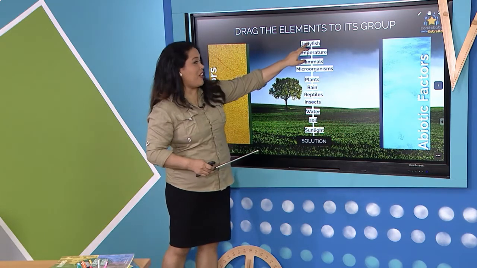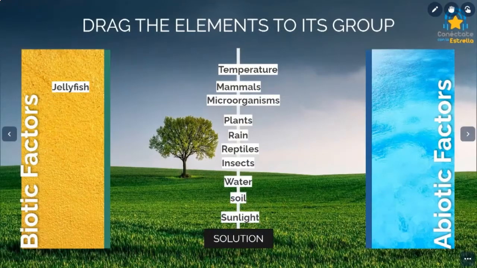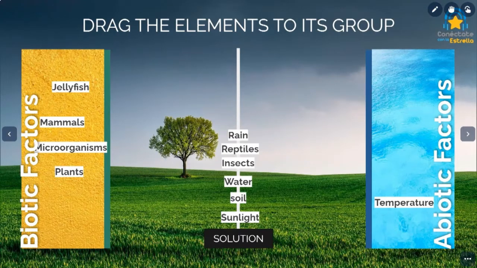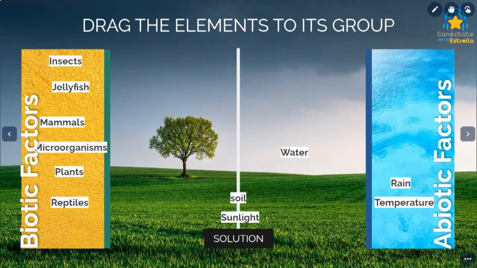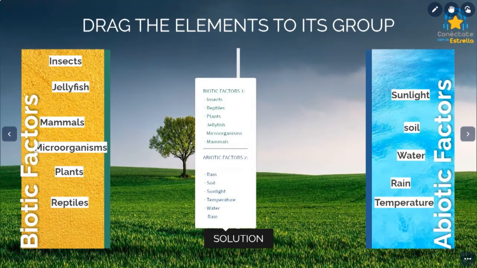Ready? Jellyfish. Good. Yes. Temperature. Biotic. Mammals. Great. Microorganisms. Yeah, biotic. Plants. Biotic too. Rain. Abiotic. Reptiles. Yeah, biotic. Insects. Biotic. Water. Abiotic. Soil. Abiotic. Sunlight. Abiotic too. So, great job, guys. Very good.